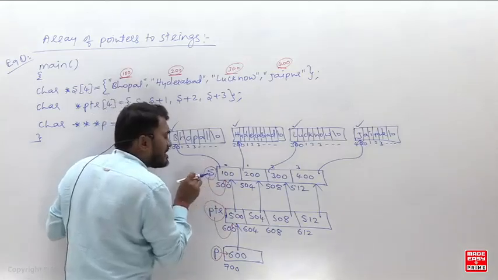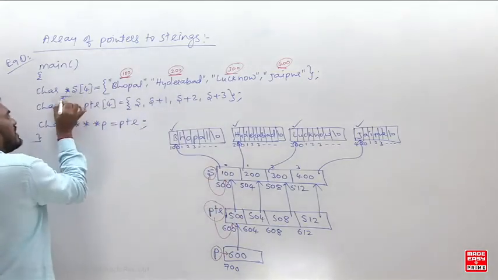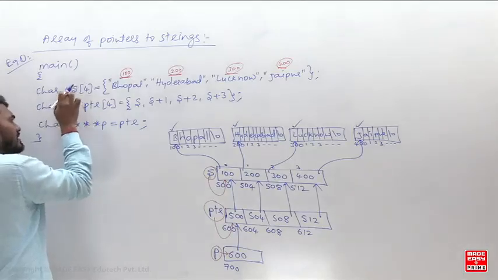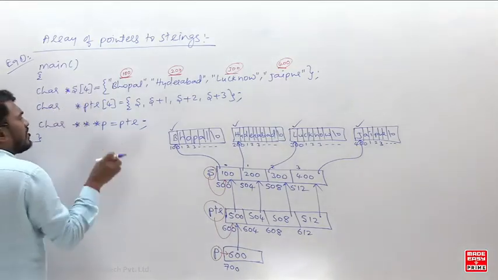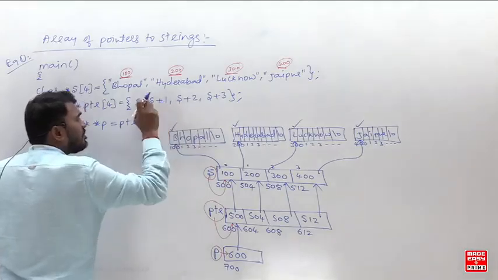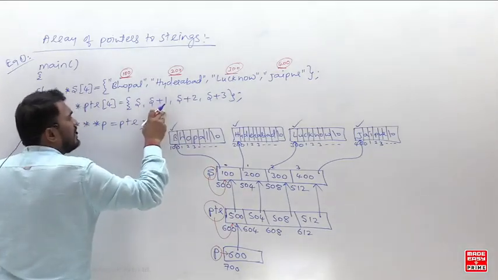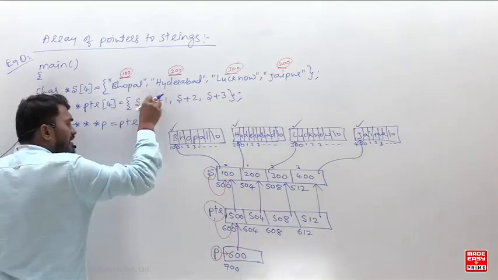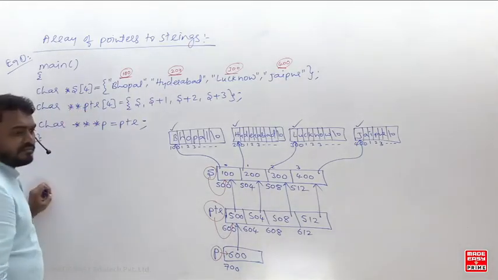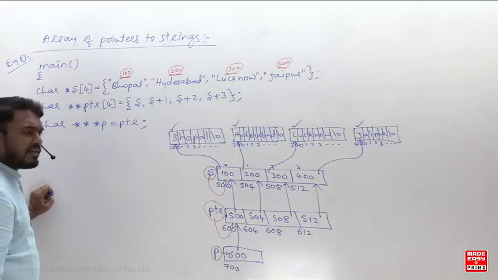See the declaration of S. What is the declaration of S? It has a star, so S is already a pointer. Remember, you are not storing the addresses of characters here. You are storing the addresses of a pointer, which is already a pointer. So this must be declared as a double pointer.